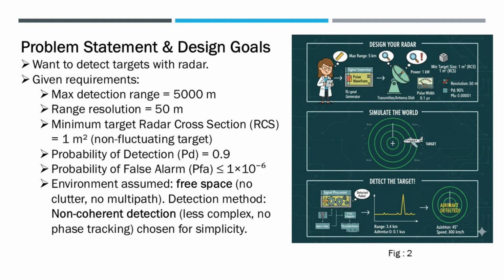Probability of false alarm, PFA, less than or equal to 10 to the power minus 6. Environment assumed: free space, no clutter, no multipath. Detection method: non-coherent detection, less complex, no phase tracking, chosen for simplicity.